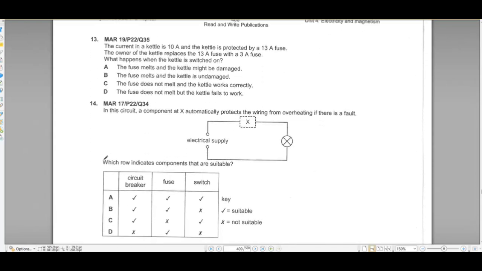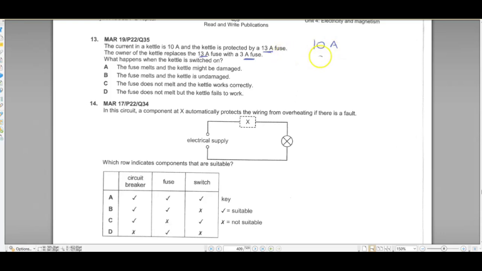Question number 13. The current in the kettle is 10 amperes and the kettle is protected by a 13 ampere fuse. The owner of the kettle replaces the 13 ampere fuse with a 3 ampere fuse. What happens when the kettle is switched on? Okay. Now the kettle requires a 10 amperes current.